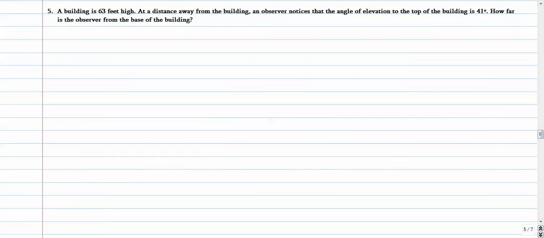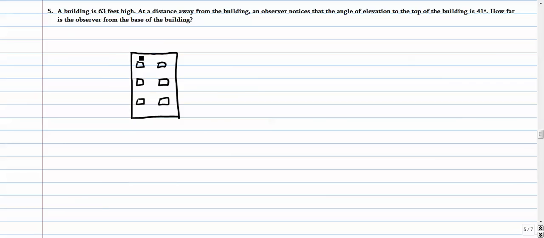Number 5. A building is 63 feet high. At a distance away from the building, an observer noticed that the angle of elevation to the top of the building is 41 degrees. How far is the observer from the building? Alright, like I said, in the spring, we're going to go on our way over to the Franklin Institute. We're actually going to do projects like this in the city. We're going to take our little clinometers and we're going to measure heights of buildings, trees, statues, and angles and things like that. So it'll be a pretty cool project.